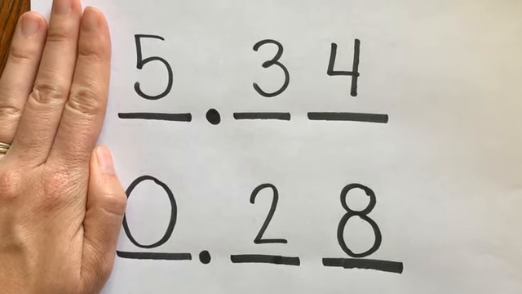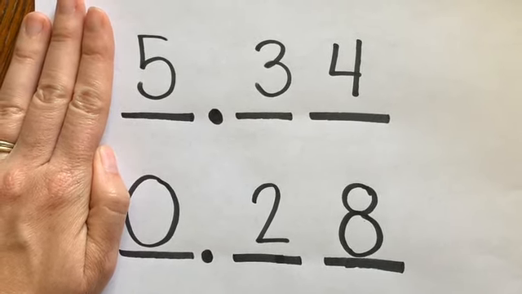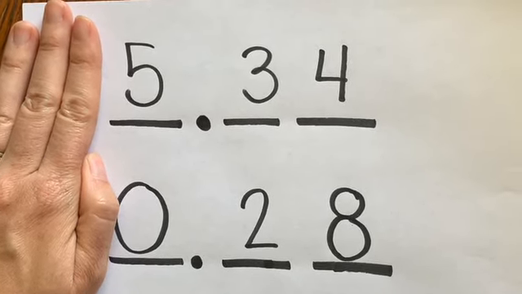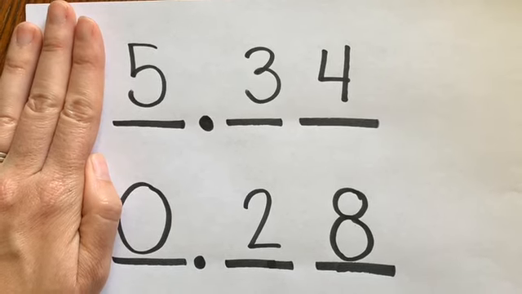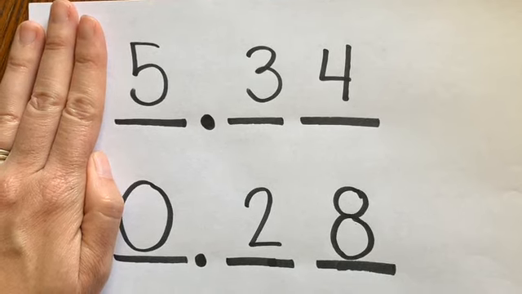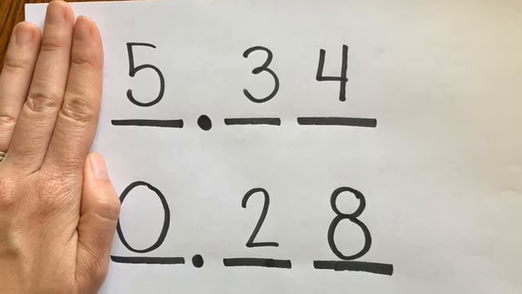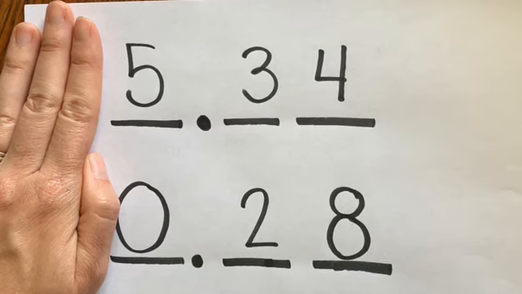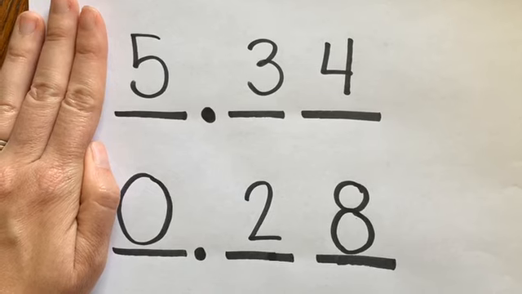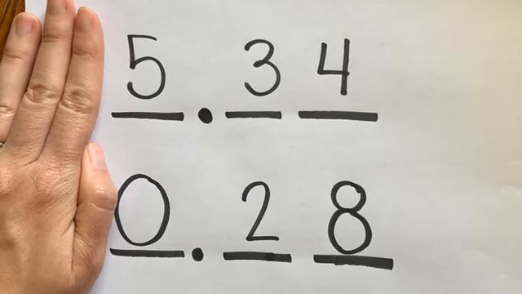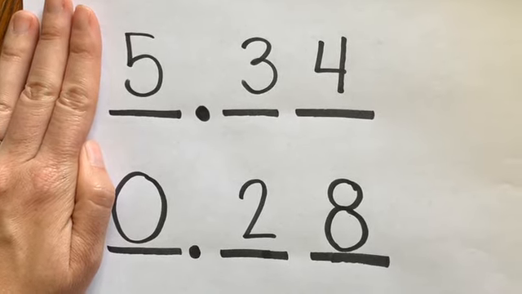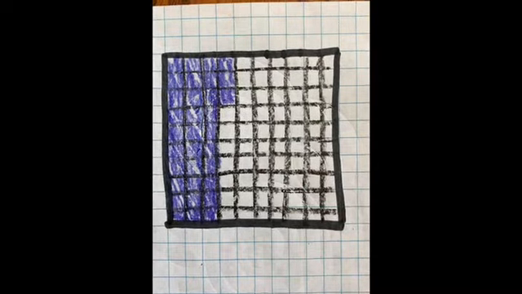So our first number, instead of saying $5.34, we just dropped the money language. We just dropped the money talk. 5.34, and whatever place value you stop in, you say that place value. So we're ending in the hundredths, so we would say 5.34 hundredths. The second number, we don't have a whole number, so we just start by saying the decimal. 28, and again, we end in the hundredths, so we say hundredths. 28 hundredths.